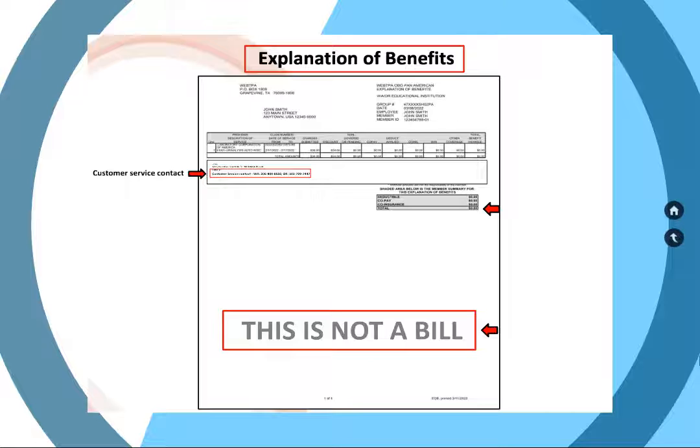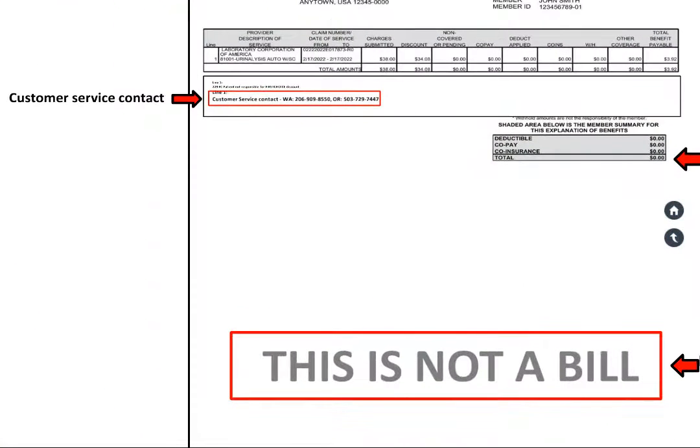When the insurance company has processed the bills they receive, they will send you a statement like this, which is called an explanation of benefits. As it says, this is not a bill. You will not receive any bills from the insurance company. If you have any questions about this document, our phone number will also be on it, so please feel free to call us if you don't understand anything.